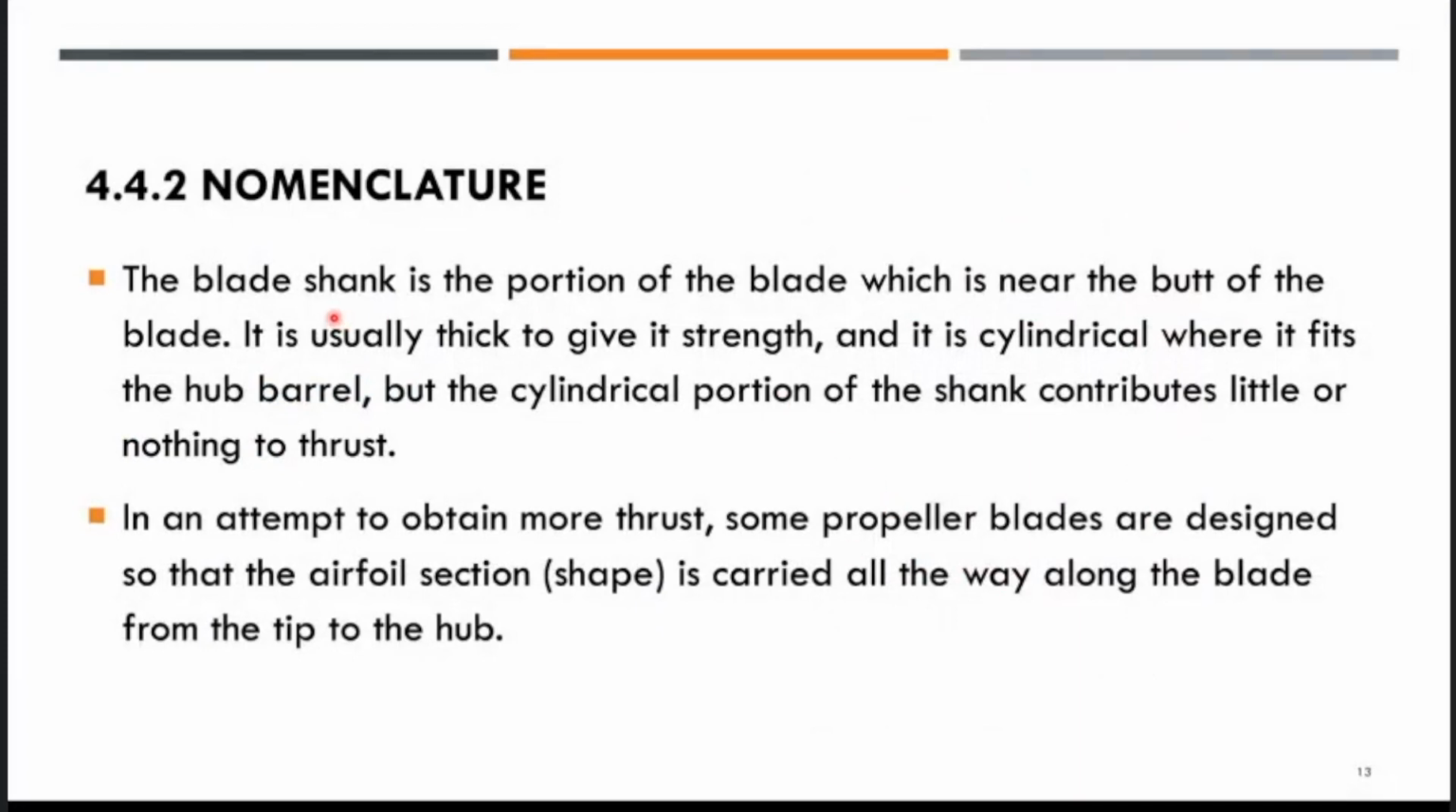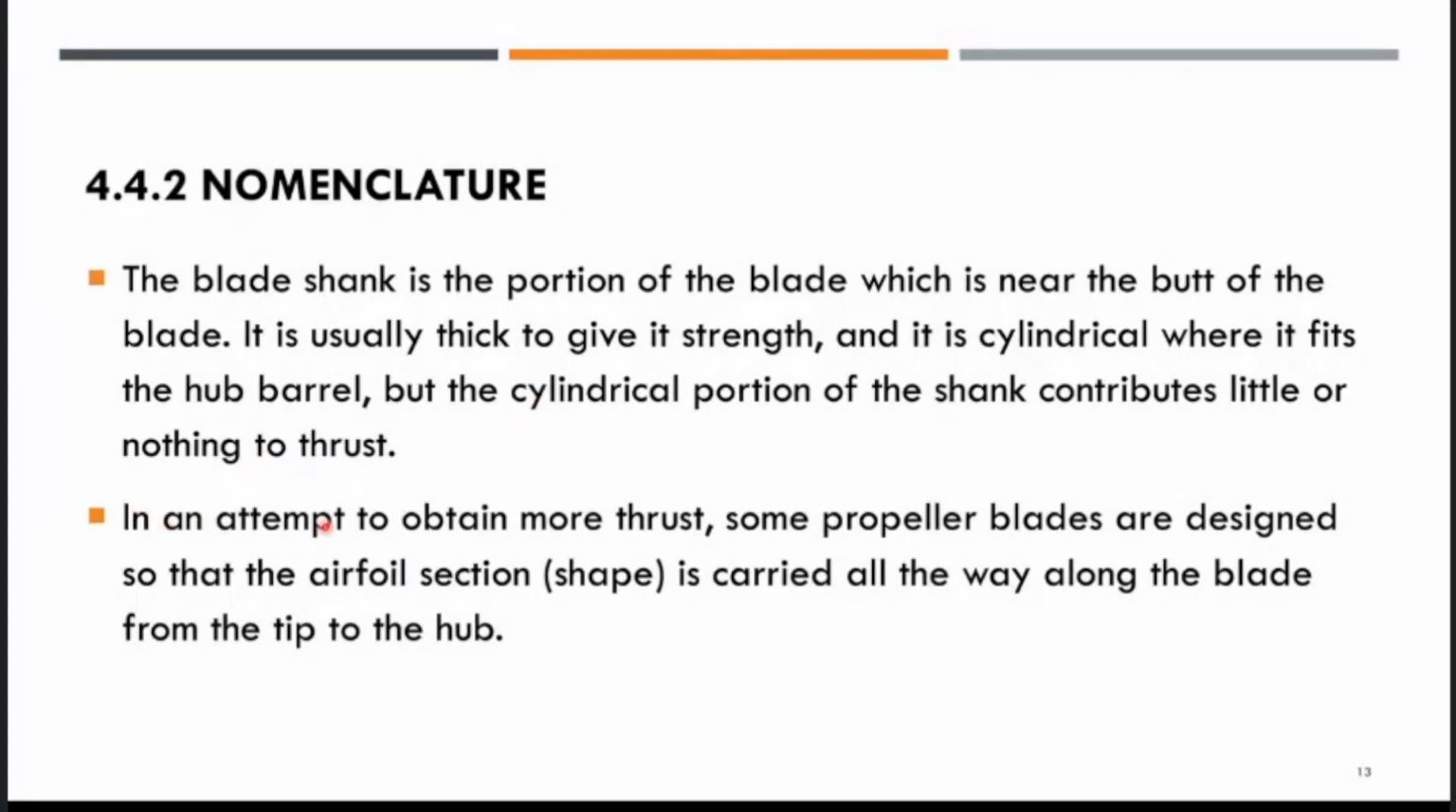With regard to the blade shank, which has already been defined earlier, it is the portion of the blade which is near the butt of the blade. It is usually thick, right, to give it strength, and it is cylindrical where it fits the hub barrel. But the cylindrical portion of the shank contributes little or normally nothing to thrust. So it's just to secure the blade to the hub.